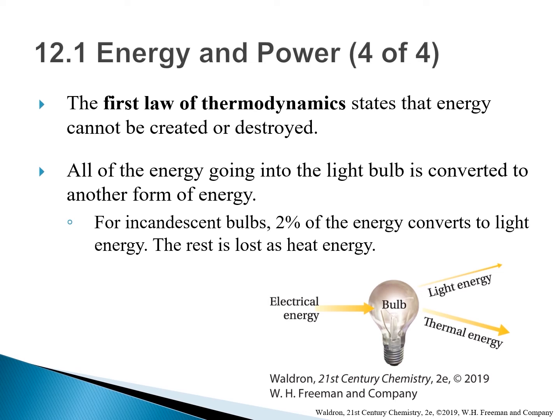Old-fashioned incandescent light bulbs convert only about 2% of their electrical energy to light. The remaining 98% becomes heat, or thermal energy. All of the electrical energy that goes into a light bulb leaves as light or thermal energy. That's because one form of energy can be converted to other forms of energy, but energy always persists. It does not just disappear. The behavior of energy and power are governed by one fundamental, absolute law of nature, the first law of thermodynamics, which states that energy cannot be created or destroyed.